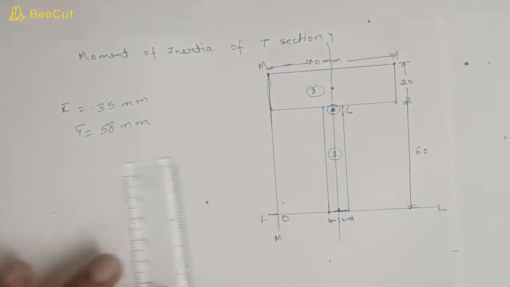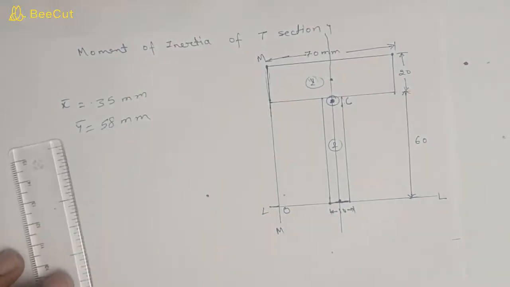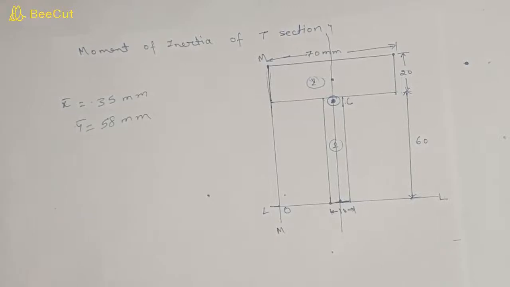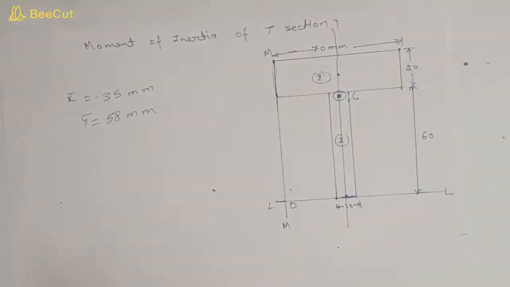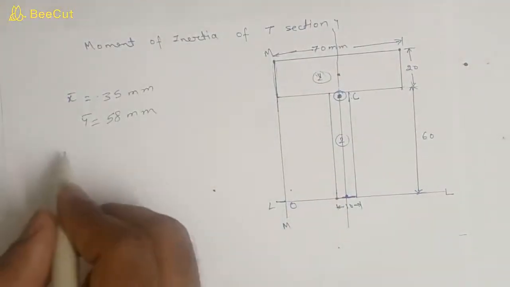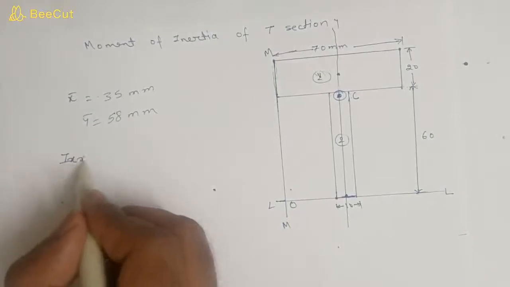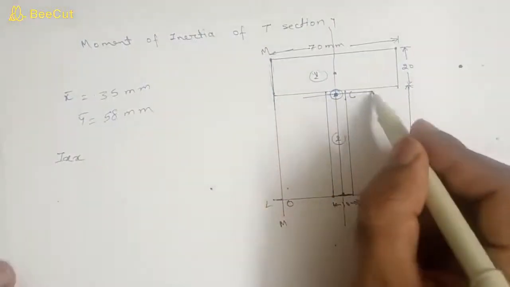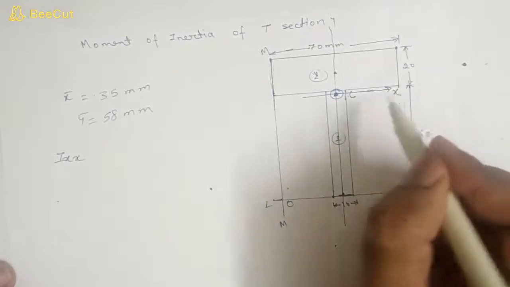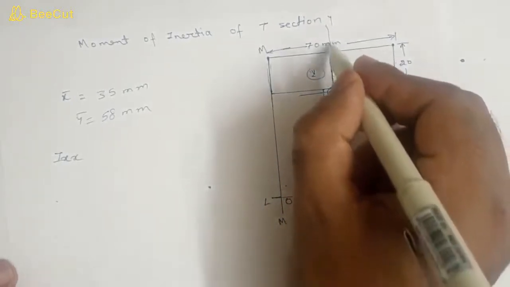Okay. Now we will calculate the moment of inertia. First of all, to calculate the moment of inertia of this T section, we will calculate Ixx. Suppose this is the x-axis and this is the y-axis.